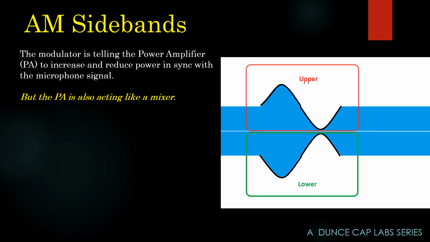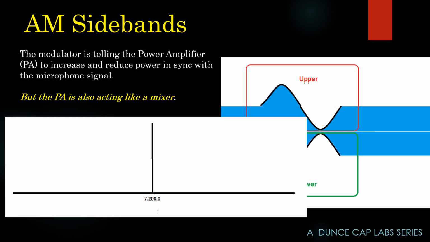You can see that on the upper side and lower side, there's a mirror image of that modulating wave. They both are the same wave, just opposite polarity. They have the same information. But the thing is, the PA is doing something else that isn't readily obvious. The PA is acting like a mixer.